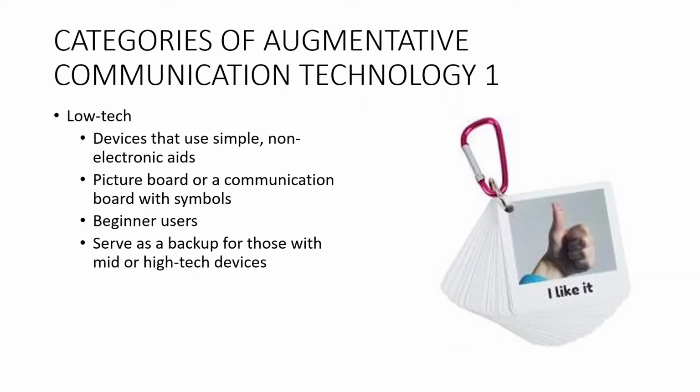So there are different categories of augmentative communication technology. The first one is low tech. That's devices that use simple non-electronic aids: picture boards or communication boards with symbols. It's usually used for beginner users because you're not going to spend $1,000 on a device if you don't even know if this person is going to use it. So you're probably going to use a low-tech version, maybe something homemade, maybe something that you buy off the shelf.